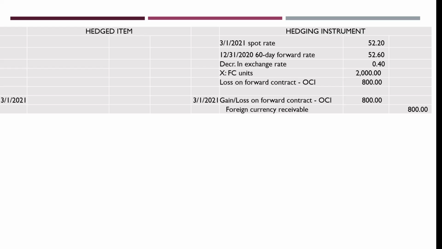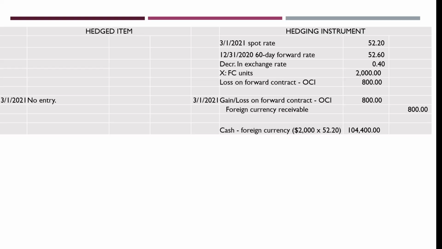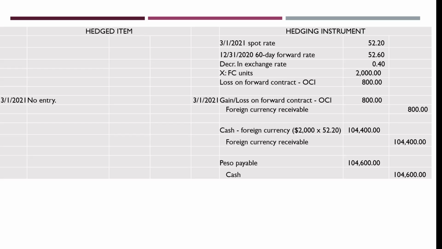As to the hedge item, may entry na ba tayo as to the change in exchange rate? Answer, wala pa rin. Hindi natin ina-account yung changes in exchange rate pag forecasted lang ang transaction kasi pwede pang i-cancel yan. Malinaw. Okay. Now, let's settle the hedging instrument with the bank. So dahil ito na ang ating settlement date, kailangan na natin i-acquire yung US dollars natin. Debit cash, foreign currency valued at March 1 spot rate, credit, foreign currency receivable. And magbabayad ka in peso.